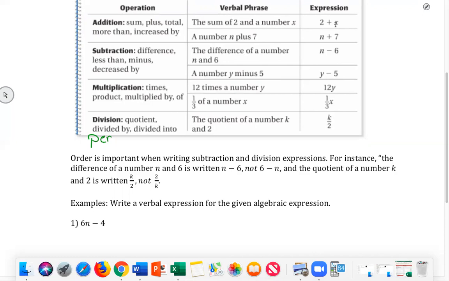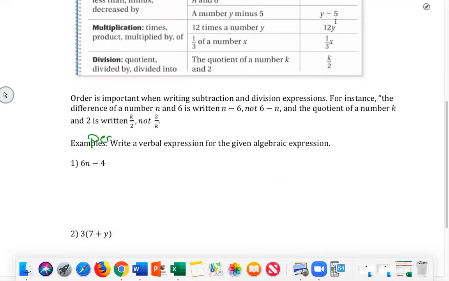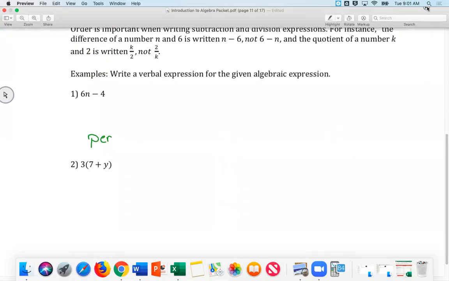Okay? So write a verbal expression for the given algebraic expression. So I need a volunteer, and that volunteer is, who wants to guess their name? Who thinks they know the volunteer? Because we all know it's going to be Ben. Ben, can you read number 1 for me? You just have to read it. Oh, it's 6n minus 4.